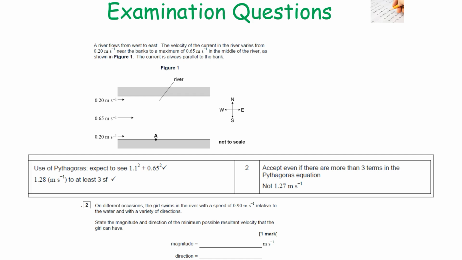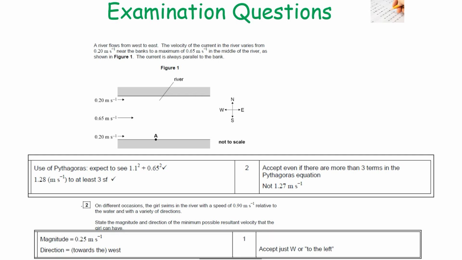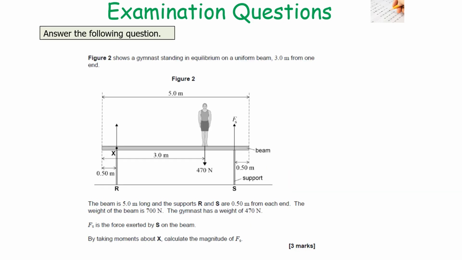So the minimum possible resultant force the girl can have is going to be 0.90 minus 0.65, so she'd have to be swimming against that, which is due west. Therefore your answer is 0.25 meters per second. Let's have a look at the next question.